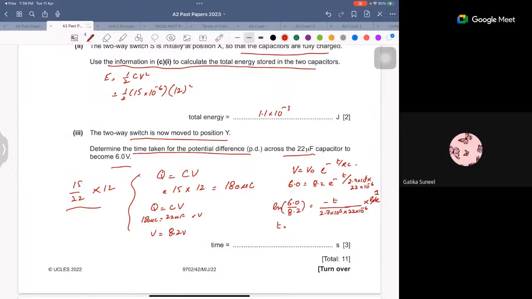18.55. 18.55? But sir, that's not the correct answer. Why? This is not fair. What mistake have we made? Wait a second. Sir, the capacitance used is 15, not 22. Yes, that's true. But why, sir? It should be the same, no?